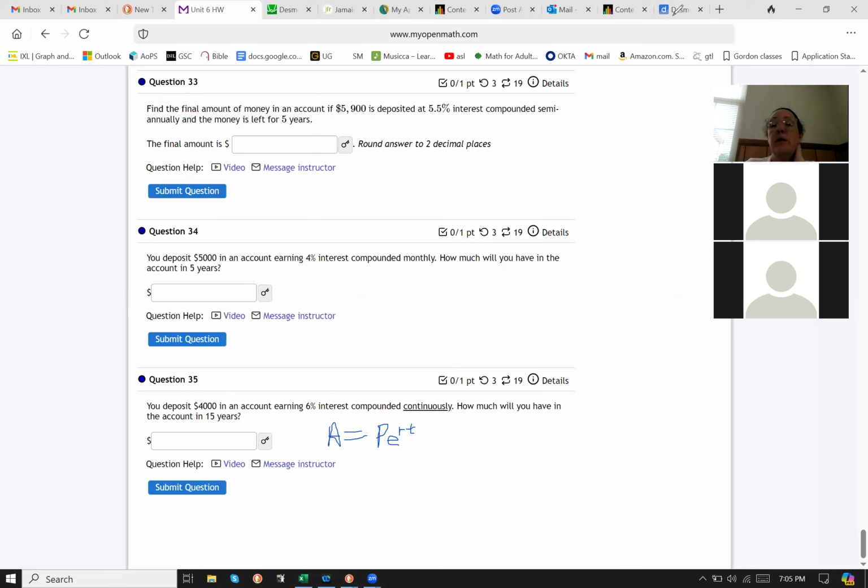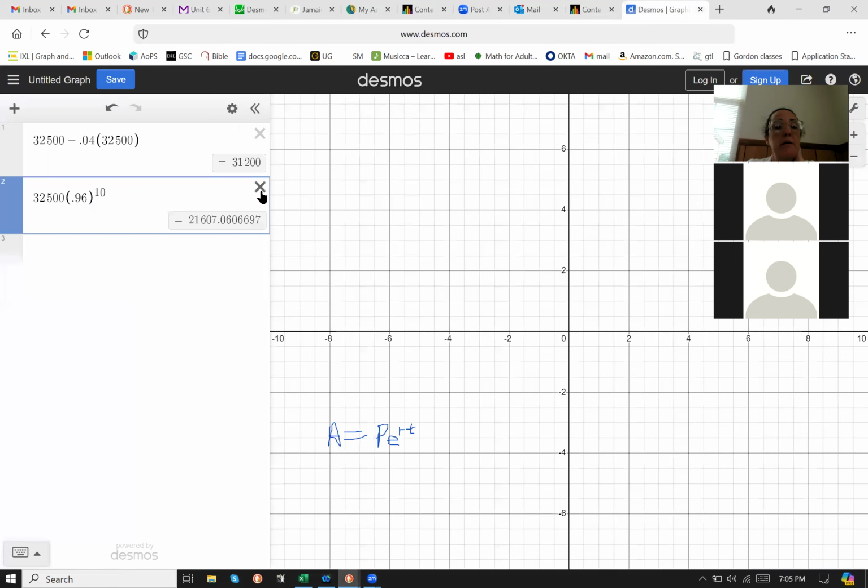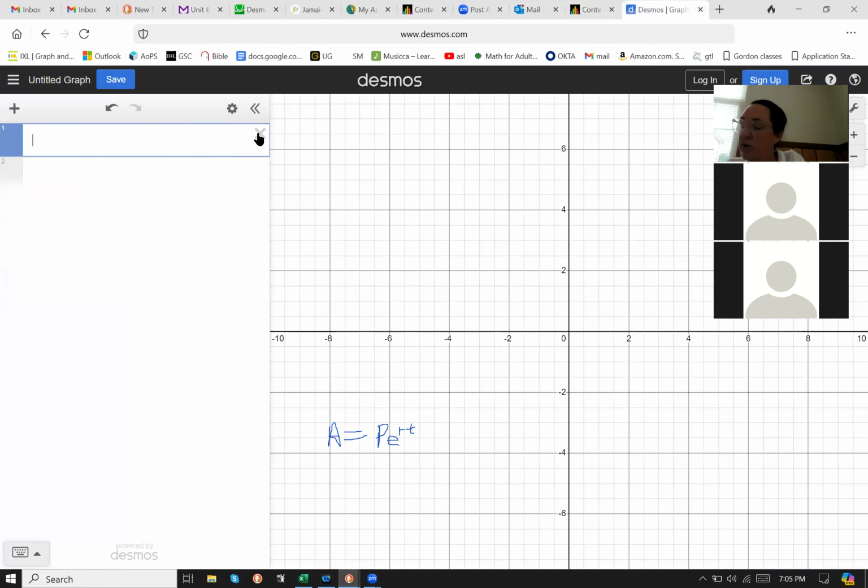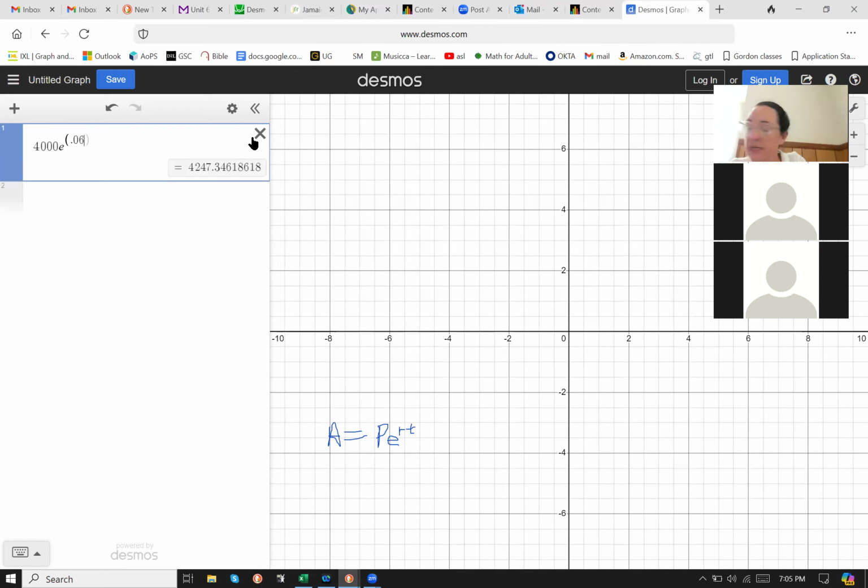Okay, so we'll go in and we'll put in our principal, 4,000, times the number e. So you just type the e key on your keyboard, and you're going to raise that to the RT power. And R was 6%, so we'll do 0.06 times 15. So that gives us $9,838.41.